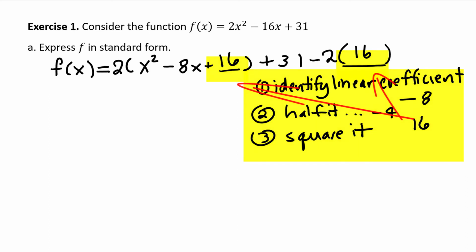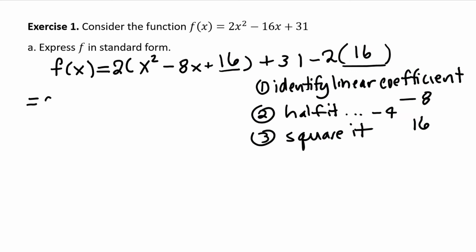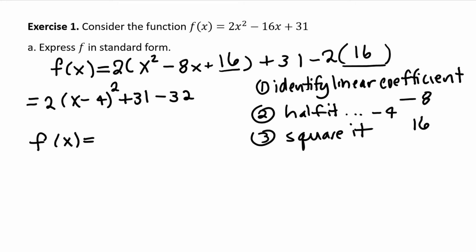Let's clean this up a little bit, and so we'll get 2 times our perfect square. X squared minus 8x plus 16 can be factored into x minus 4 squared. And then we have the 31 minus 2 times 16, which is 32. So in completed square or standard form, we would have that f of x is equal to 2 times x minus 4 squared minus 1.